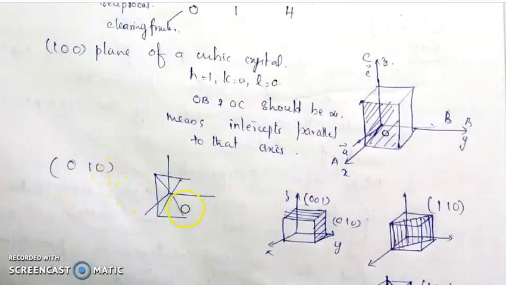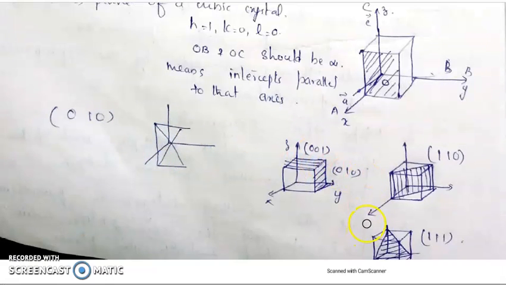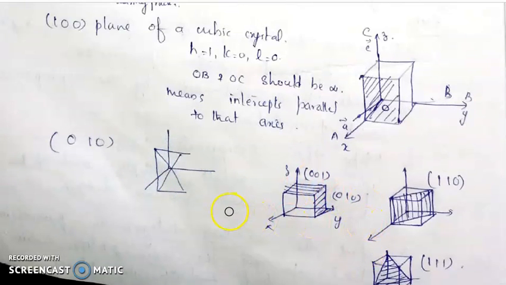If it is 0, 1, 0, then it will be a plane which cuts the B axis, the y-axis. The y-axis it will cut. 0, 1, 0 is here. This plane is 0, 1, 0. So it cuts the y-axis, but it is parallel to the x and z axes.